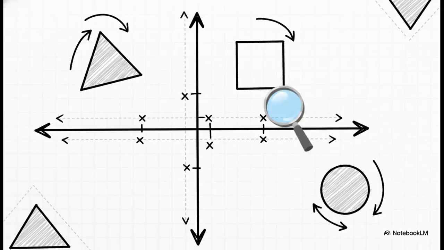First up, our playing field is the Cartesian plane. Now this is simply the coordinate system driven by the horizontal x-axis going left to right and the vertical y-axis going straight up and down. Just think of it as the stage where all of our mathematical transformations are about to perform.